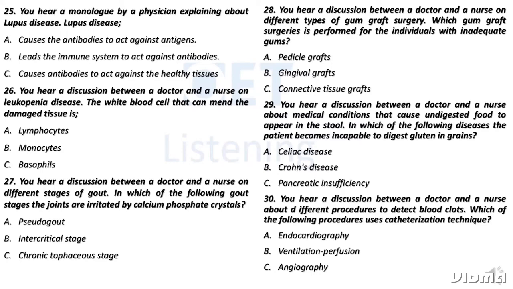The main difference between gout and pseudogout is that the joints are irritated by calcium phosphate crystals instead of urate crystals. Chronic tophaceous gout is the most debilitating stage. Permanent damage might have occurred in the kidneys and joints. The patient can also develop tophi, big lumps of urate crystals in joints of the fingers. Pseudogout is the condition that is confused with gout.